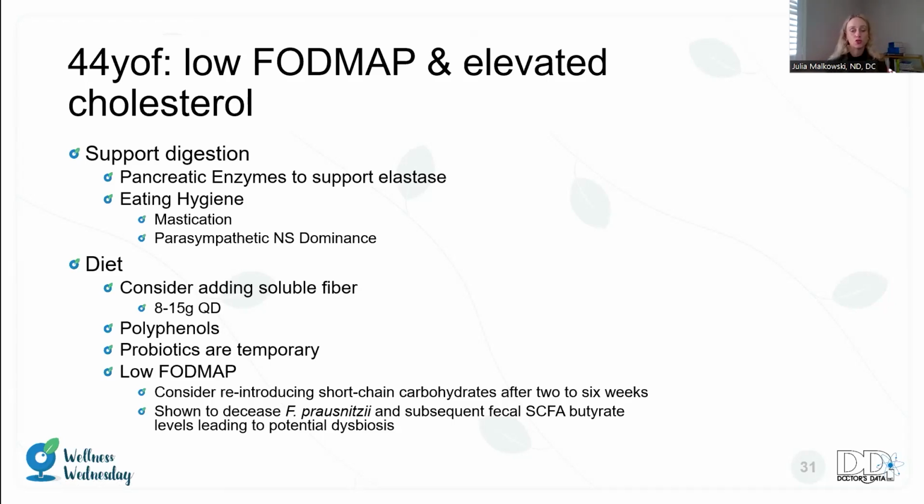Consider reintroducing short-chain carbohydrates after 2 to 6 weeks. So we need to do some cycling here. Additional considerations would be polyphenols. And you may ask, should we use probiotics? You can certainly use probiotics, but those are temporary. I'd recommend using probiotics with foods to feed them, such as soluble fiber of 8 to 15 grams per day. That's going to be red kidney beans, lima beans, chickpeas, Jerusalem artichokes. Additional considerations would be fermented foods, because fermented foods have the bacteria themselves.